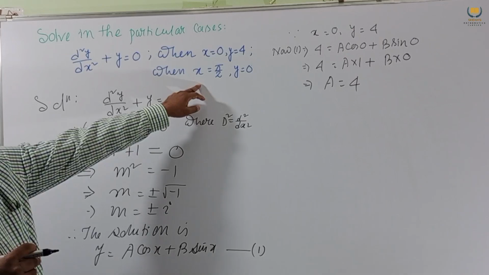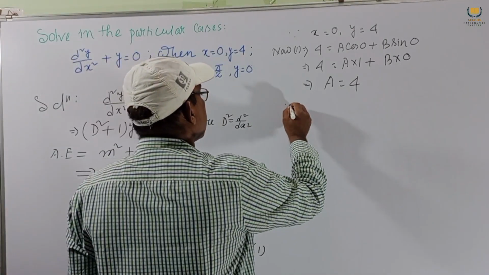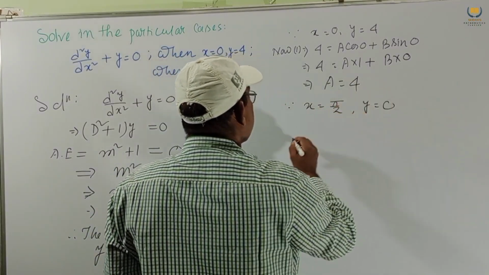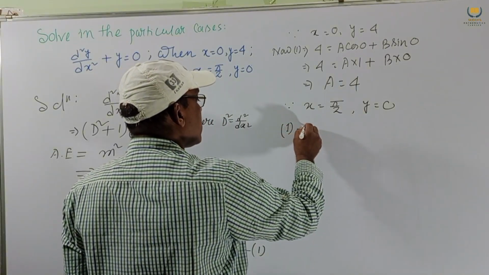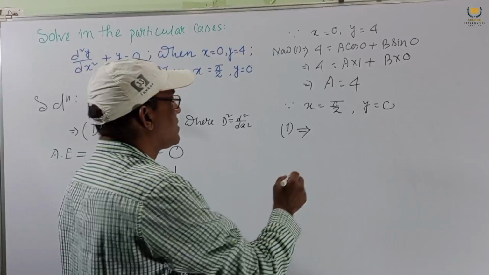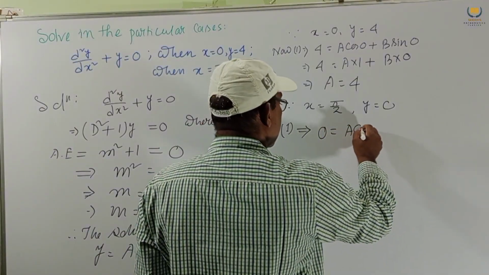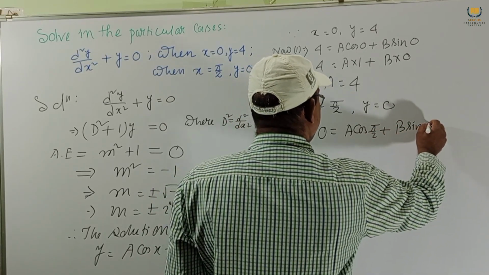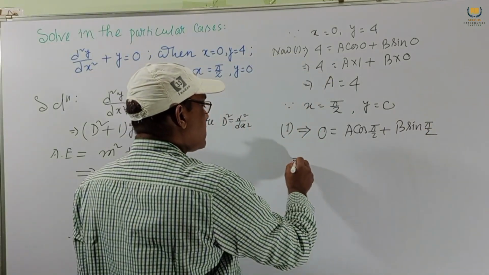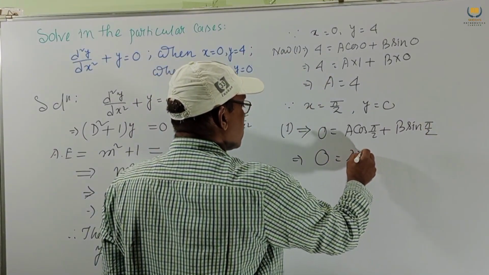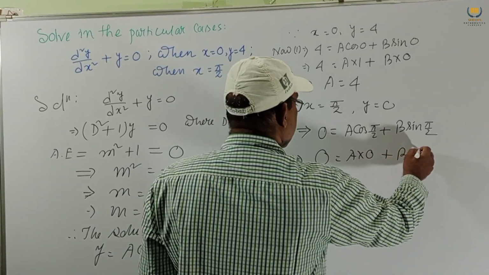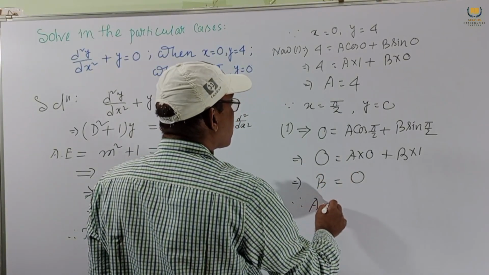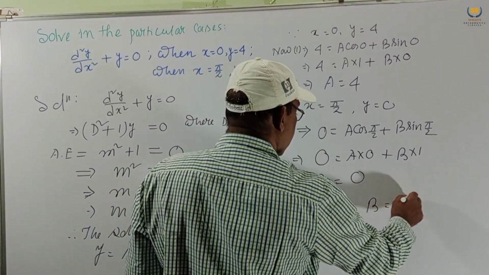Next condition, x = π/2, y = 0. Since x = π/2, y = 0, again equation 1 implies we put this value in equation number 1. y means 0 = A cos π/2 + B sin π/2. This implies 0 = A into 0, cos π/2 is 0 and sin π/2 is 1. So this implies B = 0. So what we get? A = 4 and B = 0.